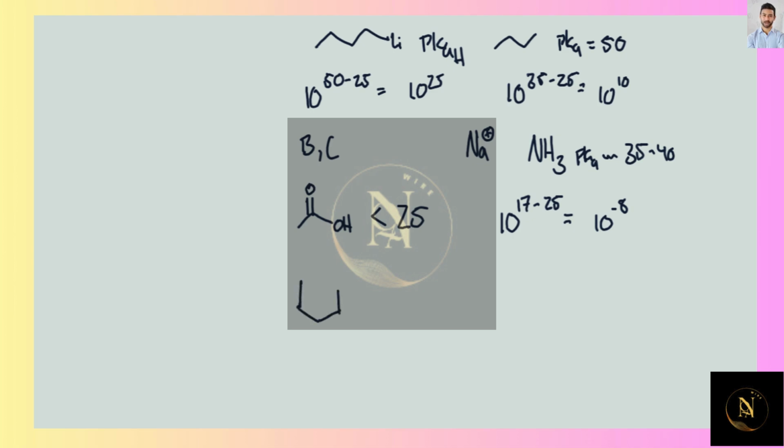Phenol's pKa is less than 25. It's close to 20. And methanol, the conjugate acid of methoxide, is also less than 25. It's close to 17. So the only two that are capable of deprotonating an alkyne, because their pKaH is greater than 25, are B and C, which is answer lowercase b.